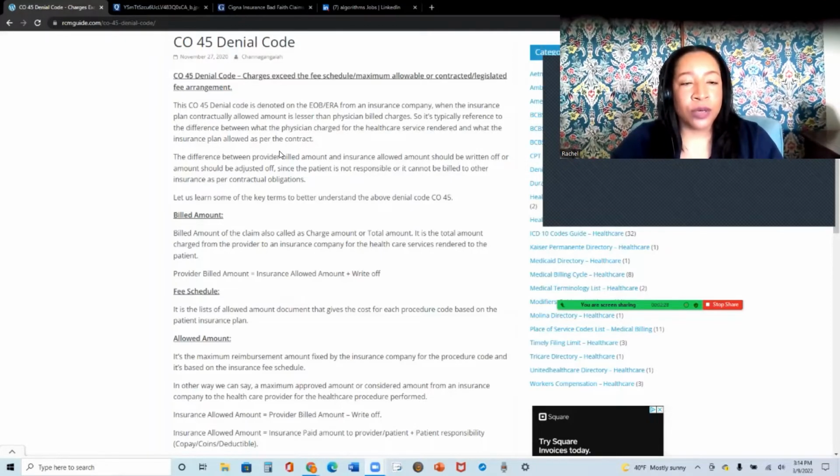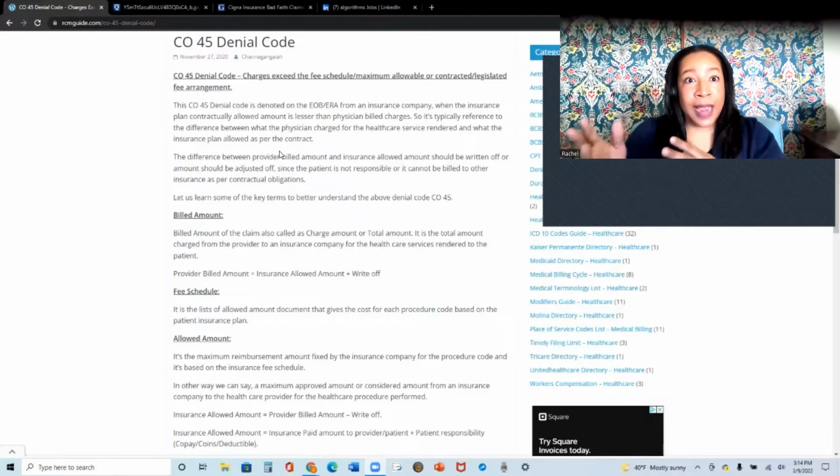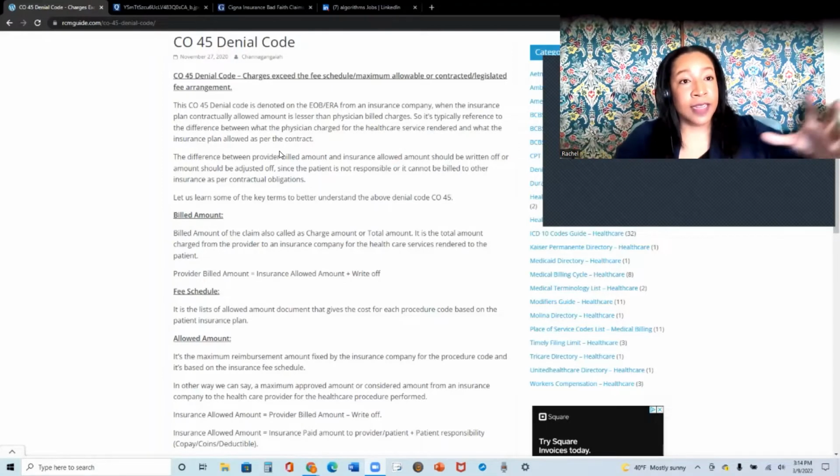A 45 denial code is like, let's say you do a surgery and you charge $30,000 for the surgery. And then you and the payer have agreed in your contract, based on whatever the payer agreement is, you pay 80% or you pay 70%, and then the patient pays 20% of the co-insurance, whatever. It's your agreement.